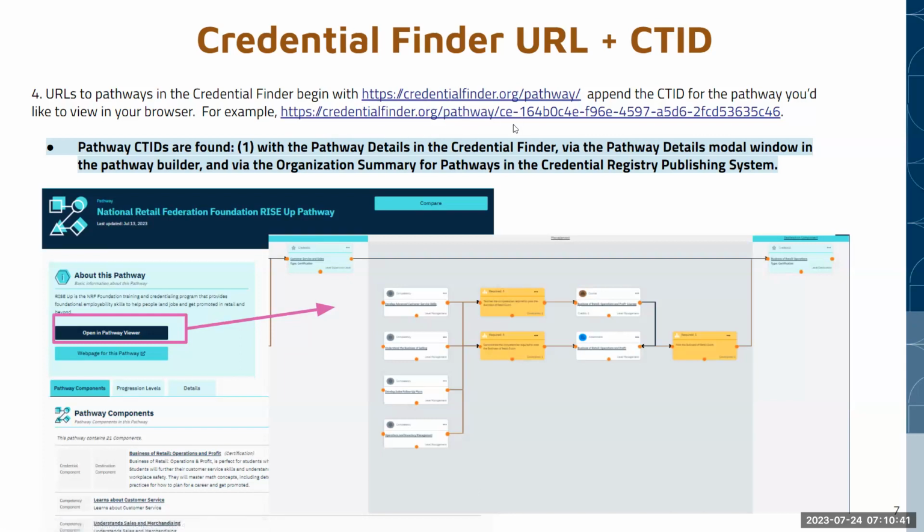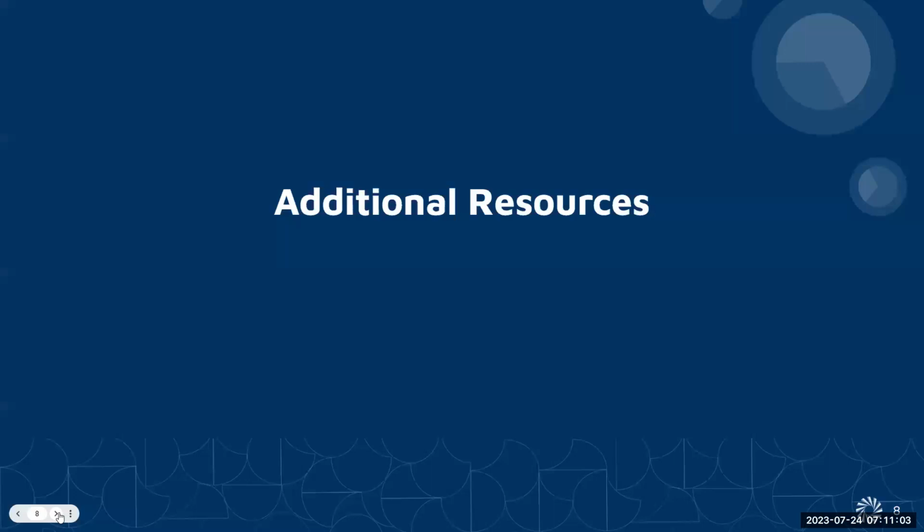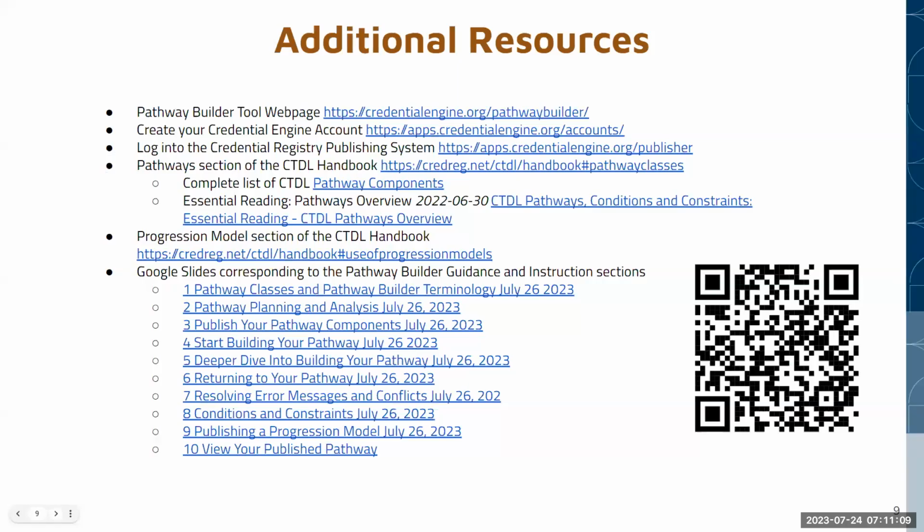CTIDs are unique identifiers, and so this is the unique identifier for your pathway found in the Details tab. And you can use this URL as you see it here and append the CTID after the slash, after the word pathway. So that's another way that you can do it. Those are all the ways that you can share your pathway once it's approved via the Credential Finder.